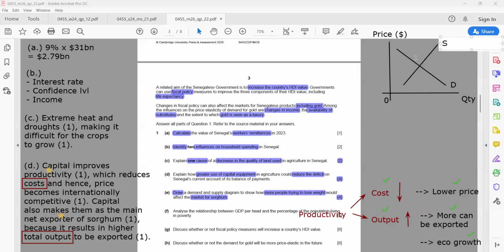Hey, and also one more thing, when you do the question, make sure you answer all the questions. I think some of you sometimes will miss out some questions. So make sure that you don't miss out any questions when you do the paper.